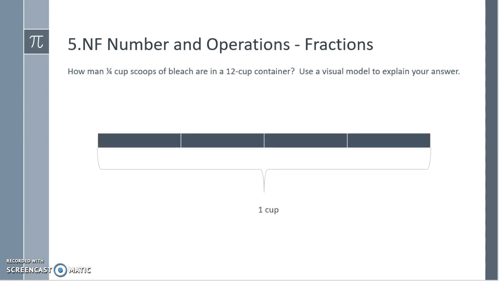So I know that there are 4 1/4 cups in a whole cup. So each little bar represents a fourth of a cup. 12 divided by 1/4 is 12 times 4, which equals 48 scoops.